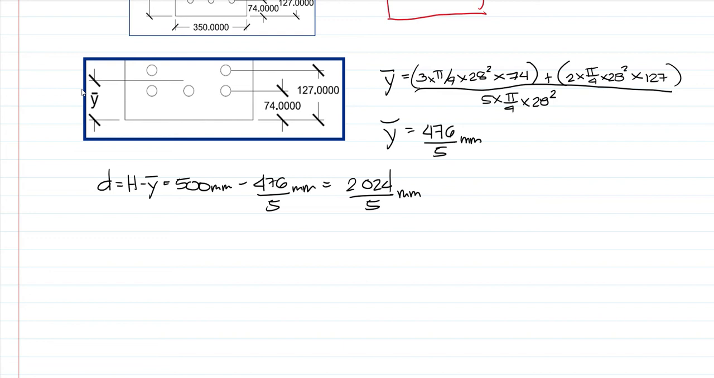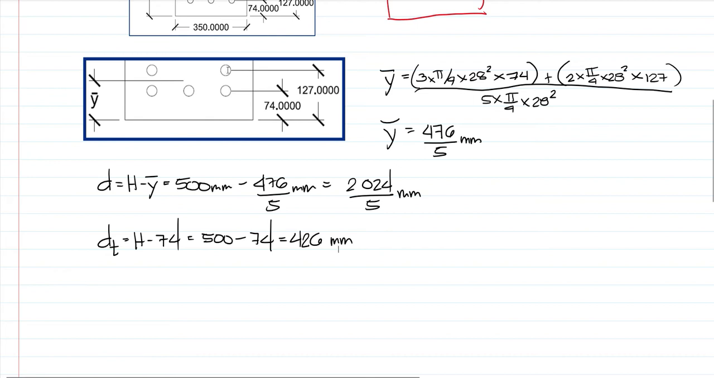Then, yung hinahanap natin na dt kasi for the net tensile strain, so that is just h minus 74 mm kasi that is the distance of the centroid ng first layer to the extreme tension fiber. So that will be 500 minus the value 74. So our dt now will be equivalent to 426 mm. So ito ngayon yung ating dt. Now we can proceed to the analysis of singly reinforced.